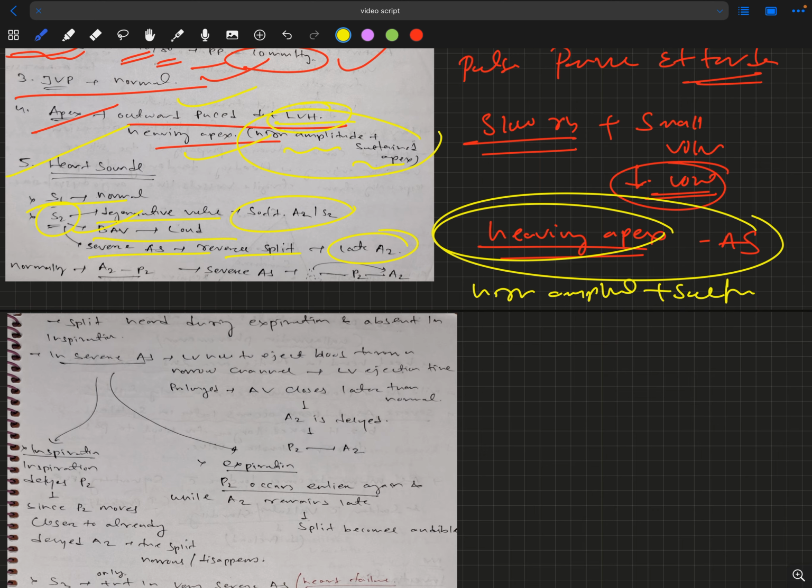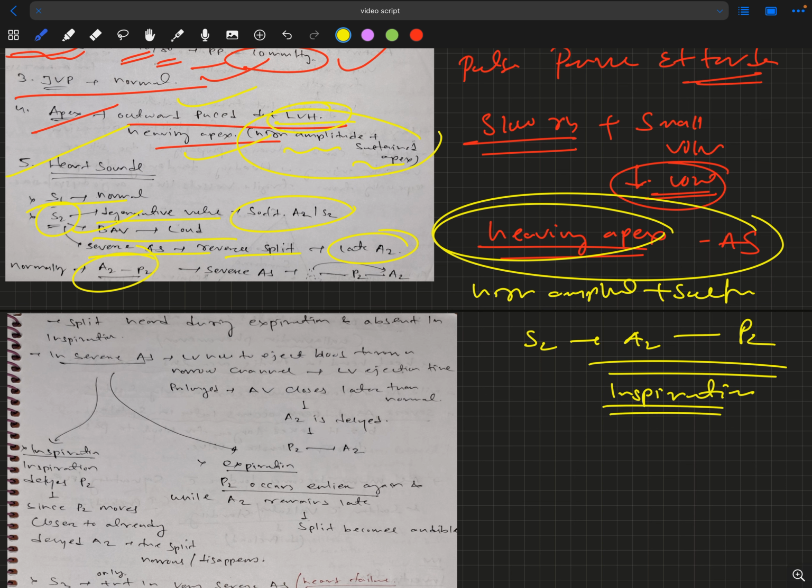So what happens to S2 normally? S2 normally splits during inspiration. Normally S2 is A2 followed by P2. We appreciate this during inspiration. During inspiration there is negative intrathoracic pressure that will lead to more blood coming to the heart. From where is blood coming to the heart? From the right side of the heart, the blood is coming from the superior and inferior vena cava. So when there is negative intrathoracic pressure, more blood will come to the right side of the heart. So during inspiration, the murmurs present on the right side of the heart increase in intensity.